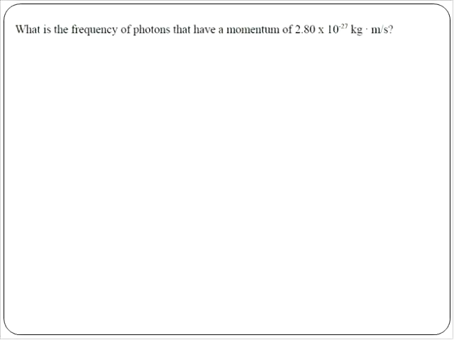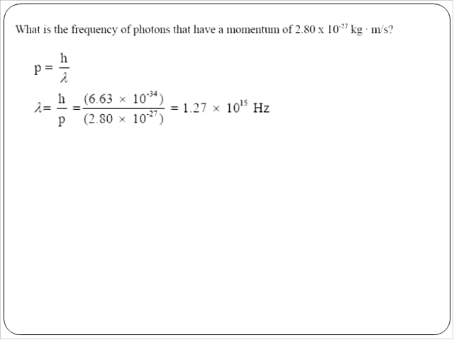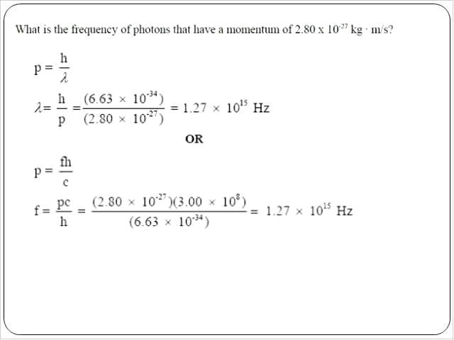Very easy. Last one. What is the frequency of photons with a given momentum? So again, first thing you have to do is find the wavelength of those photons, and momentum equals h over lambda. I'm not sure what's been done here. I'm trying to figure it out now. Anyway, here's the better way to do it. Momentum equals fh over c, which basically rearranges the equation. Anyway, you get the same answer either way.